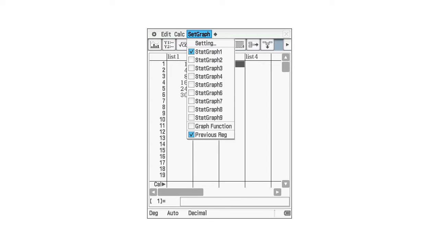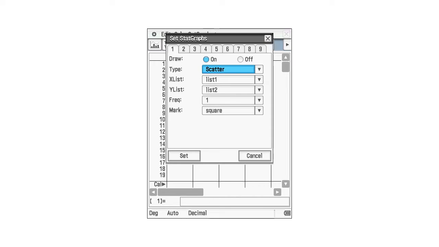So the first thing I want to do is, I've got my data, I want to graph it. So I say set graph and then click setting here. And normally by default, it'll be scatter. Just double check, because if you've been using the calculator a bit, it might not be set to these. Use list 1 and list 2. So your X is list 1 and your Y is list 2.